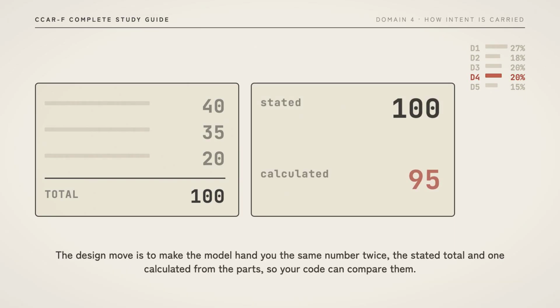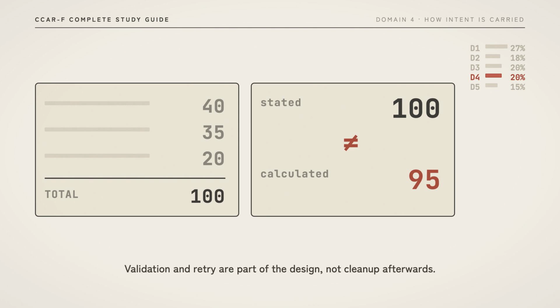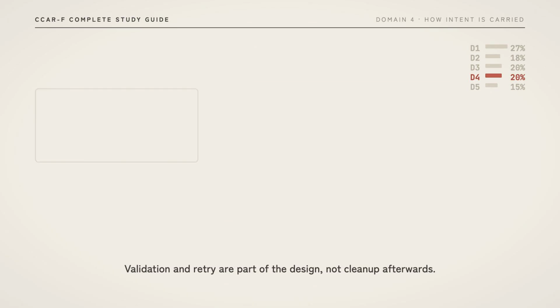The design move is to make the model hand you the same number twice, the stated total and one calculated from the parts, so your code can compare them. Validation and retry are part of the design, not cleanup afterwards.